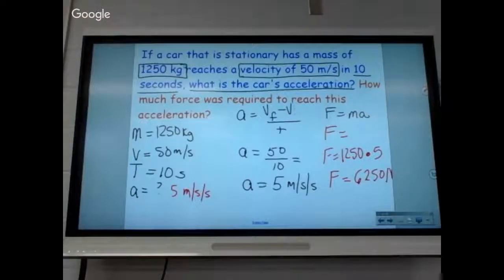I need labor that's quick. Miss Wong. Yes. How did you get to 6250? So I multiply the 1250 times 5.